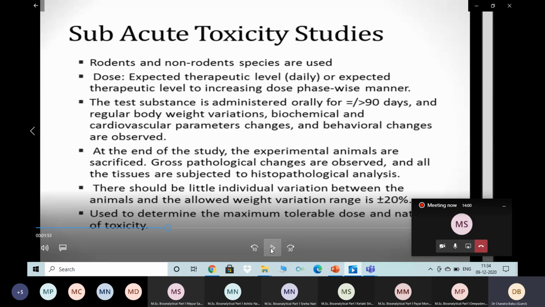There should be little individual variation between animals, and the allowed weight variation range is not more than 20%, plus or minus 10 to 20%, of which 20 is the upper limit. It is used to determine the maximum tolerable dose, and that is the major intention.